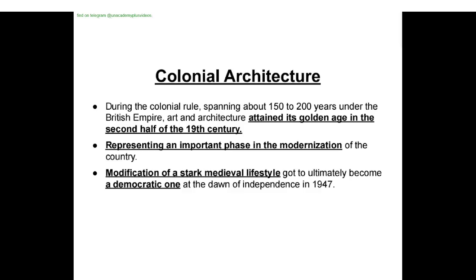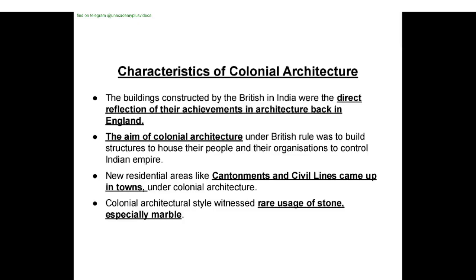Modern age architecture, colonial architecture. During the colonial rule spanning about 150 to 200 years under the British Empire, art and architecture attained its golden age in the second half of the 19th century, representing an important phase in the modernization of the country. A stark medieval lifestyle was modified and ultimately became a democratic one at the dawn of independence in 1947.